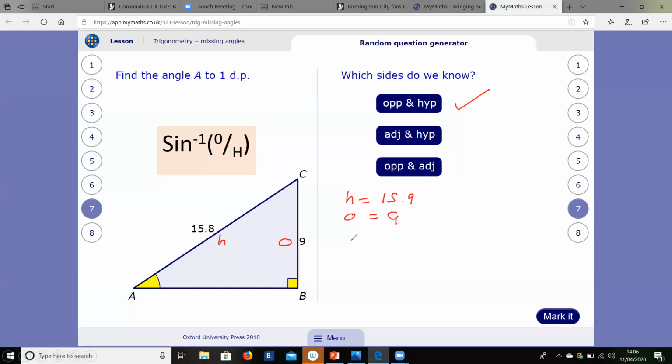And so what we put on our calculator is shift sine. Then I always like to use the fraction button. 9 over 15.9, and that should give us 34.7 degrees.